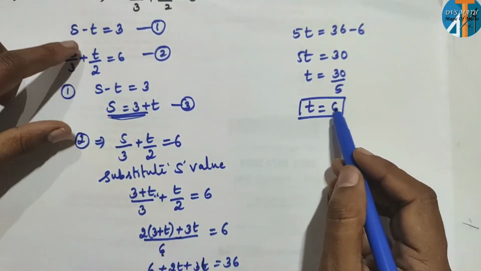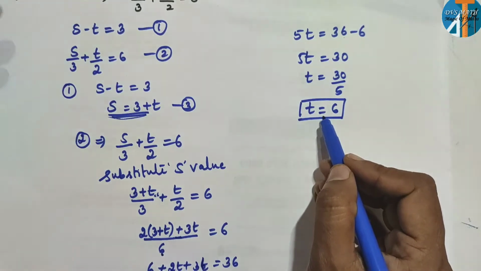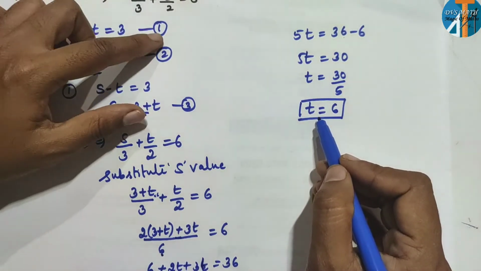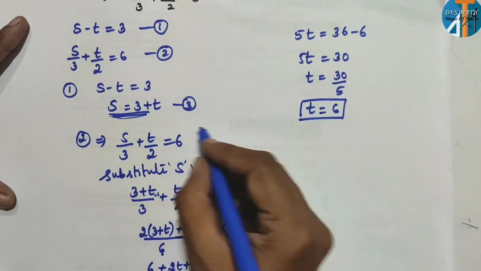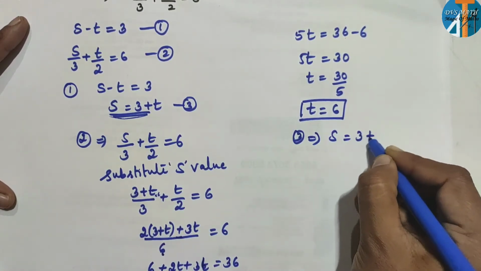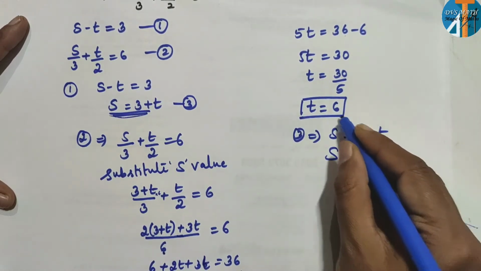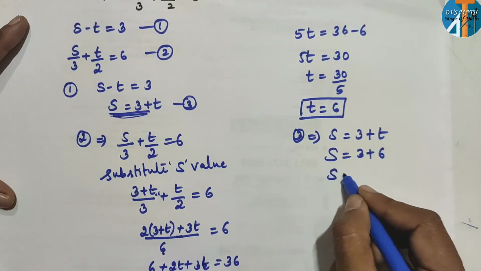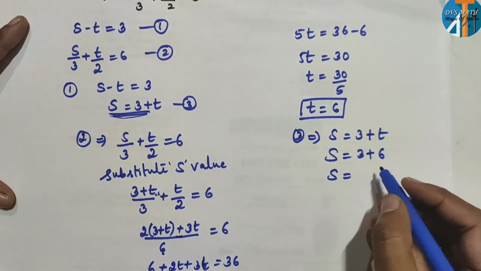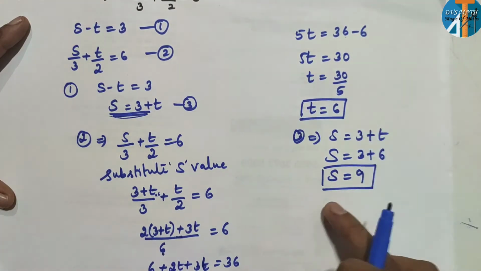Or no need, instead of substituting in equation 3, you can take equation 1 or 2, anything else. Here also, if you substitute, you will get the same answer. So now let us take this value. If we consider equation 3, that is s is equal to 3 plus t. So s is equal to 3 plus t, and t is 6 now. So s is equal to 3 plus 6. What is the 3 plus 6 value? 9. So s value is equal to 9. So t is 6, s is 9.